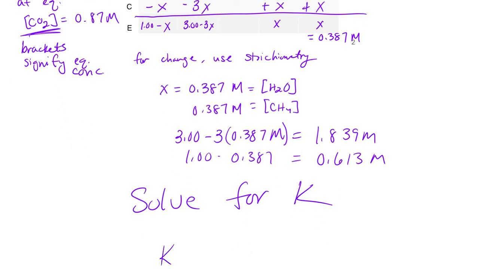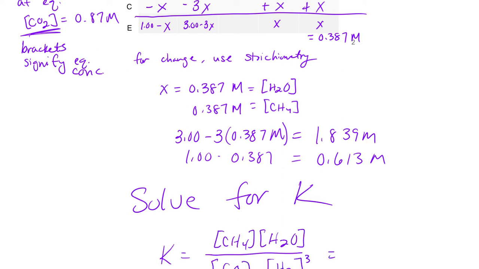Okay, so if we solve for K, we're going to do this the same way as we had done before. We're interested in our CH4 concentration times H2O divided by the concentration of CO times H2 cubed. And we're going to plug in the equilibrium concentrations. I'm going to leave it like that. And when I solve this, I get a value of 0.0393. Again, don't worry about units on K.